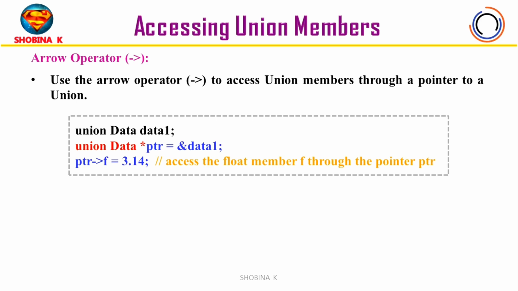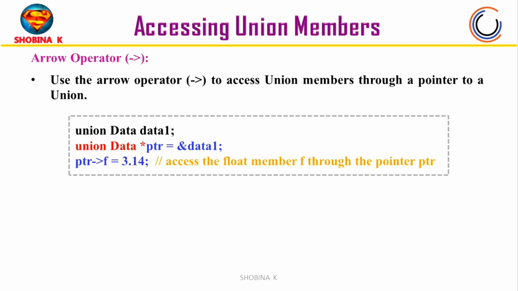In this example, line 1 declares a union variable named data1 of type data. In line 2, we declare a pointer to the union of type data named ptr and initialize it with the address of data1. So ptr holds the memory address of data1, and you can use ptr to access the members of data1 using the pointer dereference operator, asterisk.